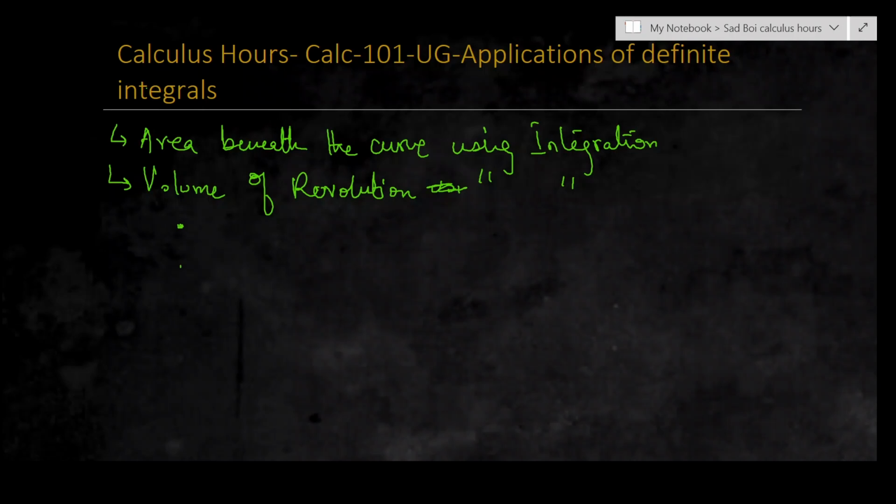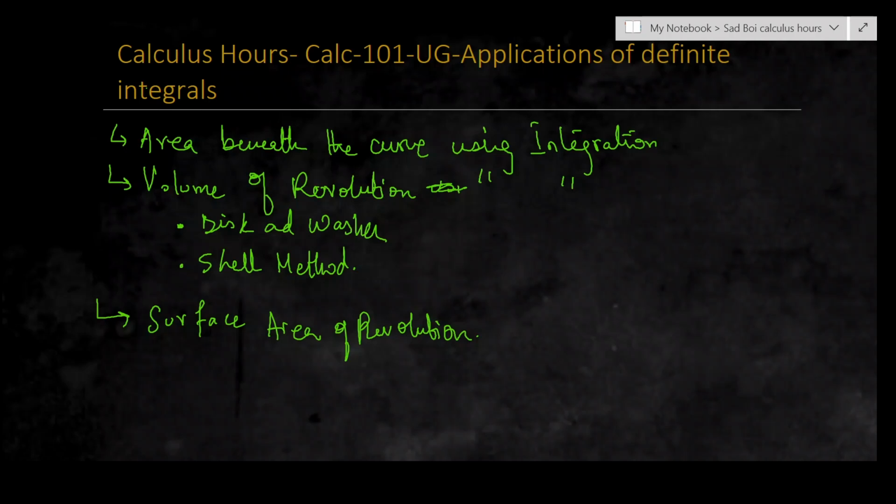In the volume of revolution, we're going to learn two different techniques. Number 1 is going to be the disk and washer, and number 2 is going to be the shell method. Then we're going to move on and discuss how we can calculate the surface area of the solid generated by the revolution. So let's get on with the video.